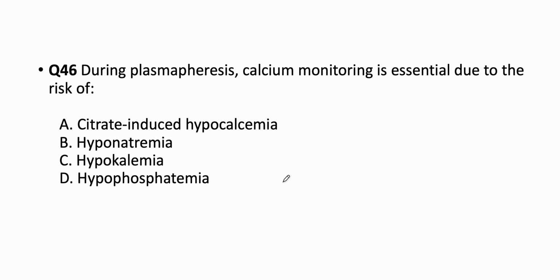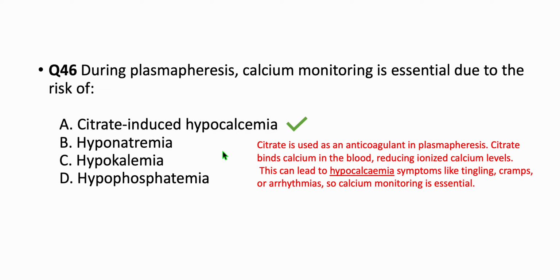Moving ahead with the sixth question, during plasmapheresis, calcium monitoring is essential due to risk of what? So in plasmapheresis, calcium monitoring is very essential. Why? Option A is citrate induced hypocalcemia. Option B is hyponatremia. Option C is hypokalemia, and option D is hypophosphatemia. So the answer will be citrate induced hypocalcemia. Why? Citrate is used as an anticoagulant in plasmapheresis. Citrate binds calcium in the blood, reducing ionized calcium levels.